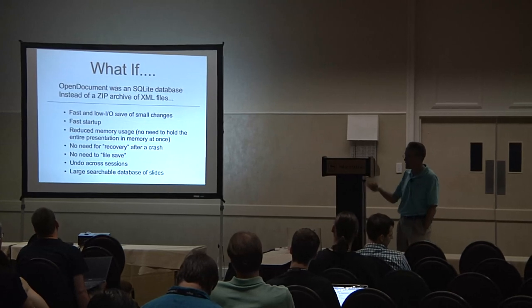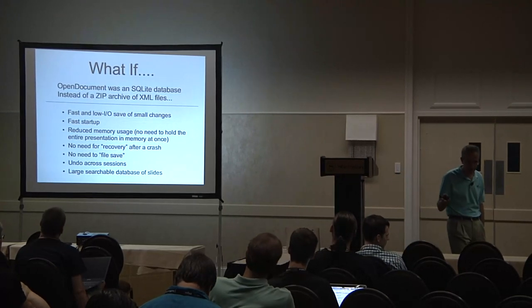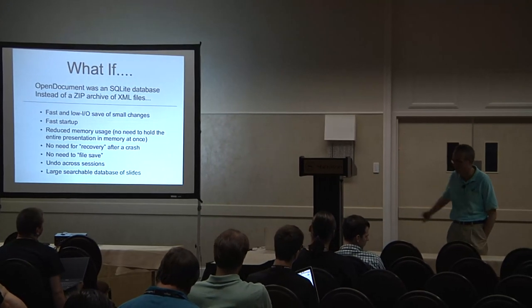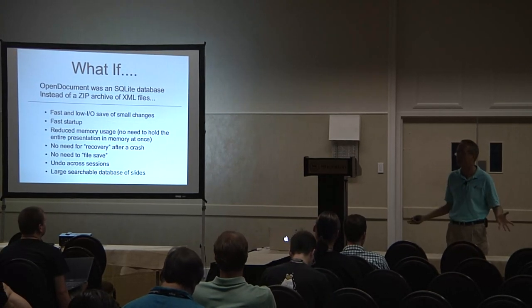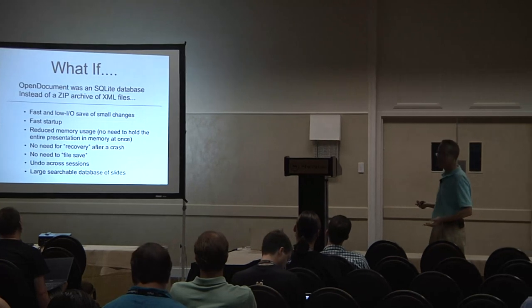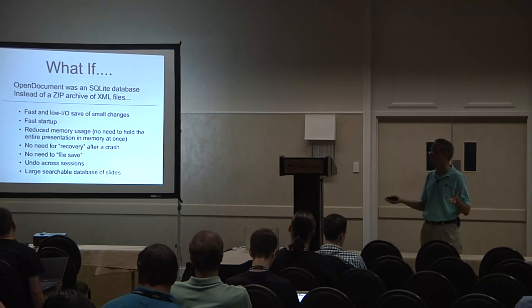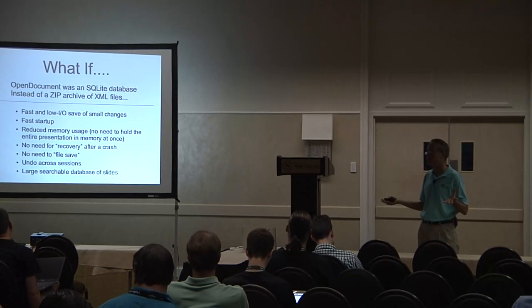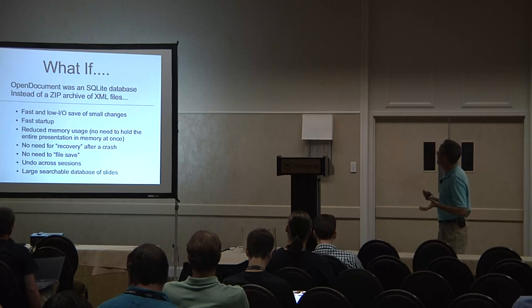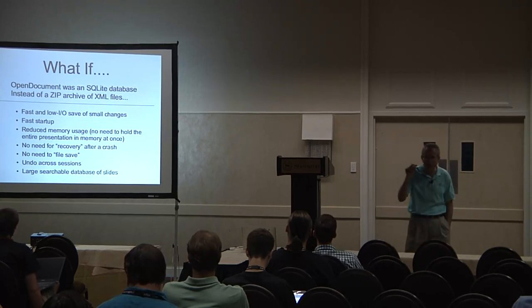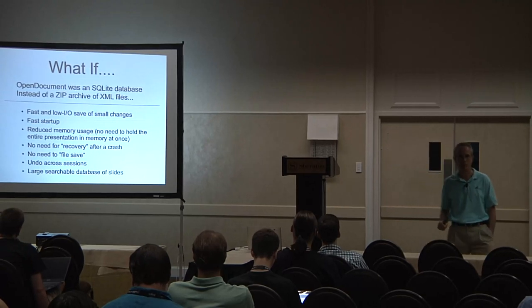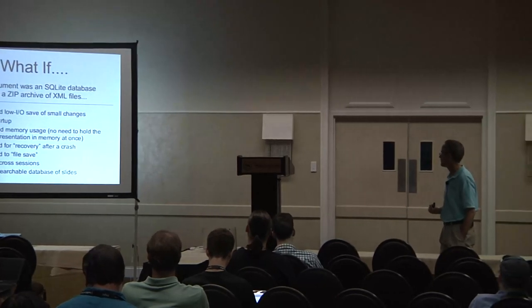You get much faster startup. Right now, when OpenOffice starts up, it has to read the entire file, parse the entire file, load the whole thing into memory, figure it all out. Whereas if it were a database, it could just query for the first screen and be done. It doesn't have to parse the whole thing. Reduce memory usage, it only has to hold in memory the part of the document that you're currently working on. The rest can be held on disk.